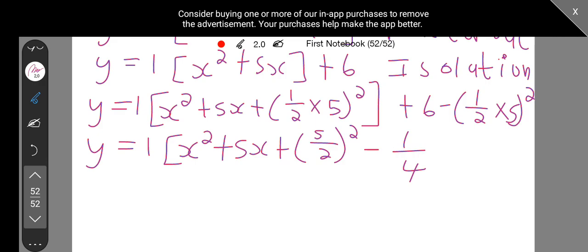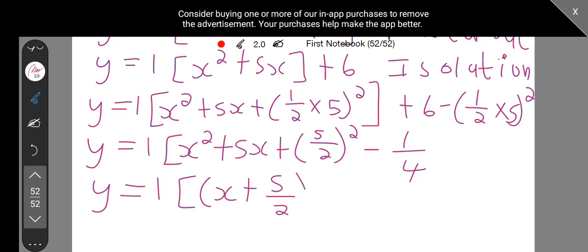And we're going to say that y is equal to 1. Then you're going to open the brackets, you put x, and then you put the number which you see inside the brackets. That's positive 5 over 2. And you're going to say positive 5 over 2, and then you square it. And then you say minus 1 over 4.